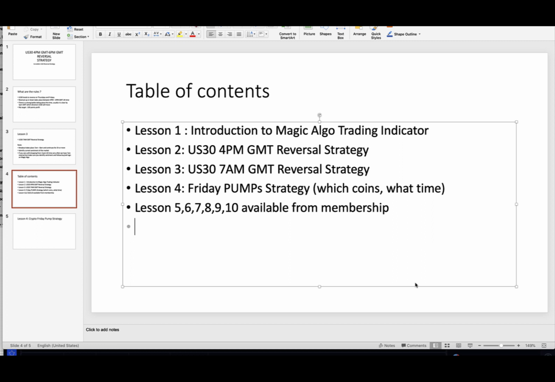Today we will talk about Friday pumps in crypto, lesson number 4. But just before we do this, I would like to remind you we had lesson number 1, Introduction to Magic Algo Indicator. In lesson number 2, we briefly learned about US30 reversal strategy. And someone asked me yesterday, could you tell me what is your success rate in US30 4 p.m. reversals? Well, let's have a look.